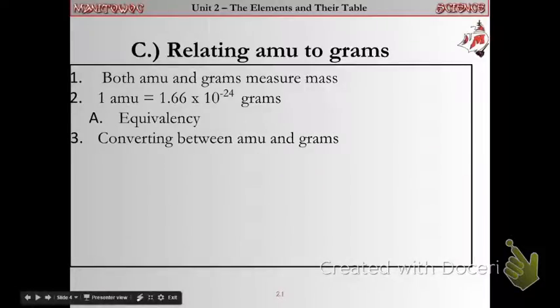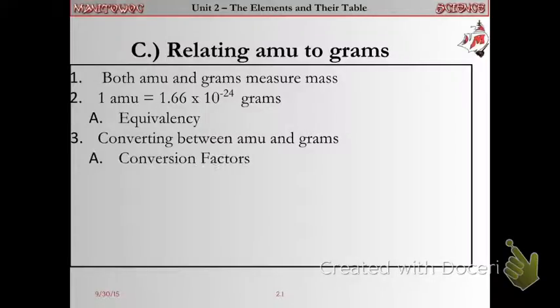So if we want to convert between AMU and grams, we have to be able to use this equivalency to our benefit. For instance, if I said an atom weighs 19.00 AMU, and someone's curious and says, well, how many grams is that? We have to be able to do that conversion. So we're going to use things called conversion factors in order to give us this answer. And I'm going to show you what the 2 conversion factors are right now for this particular equivalency.